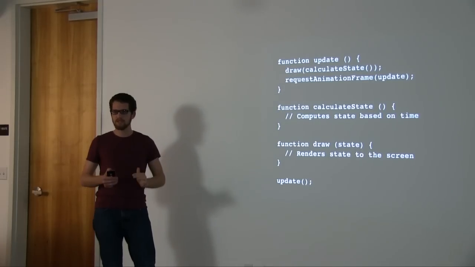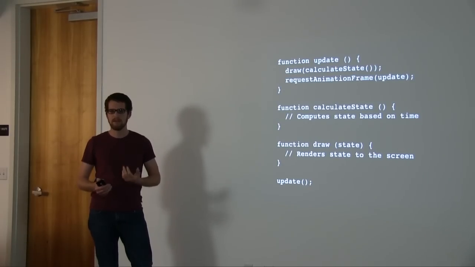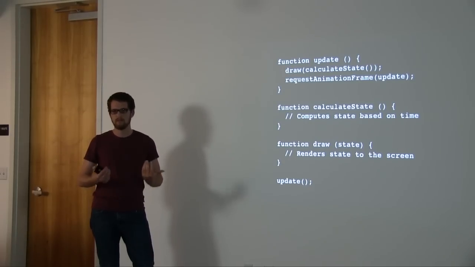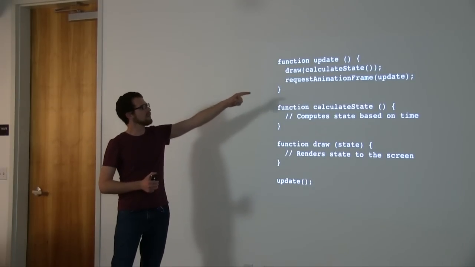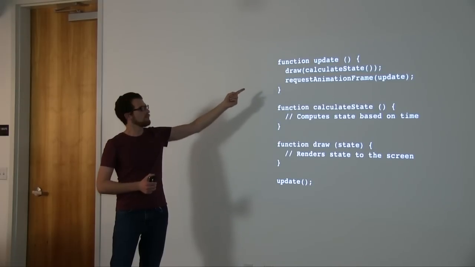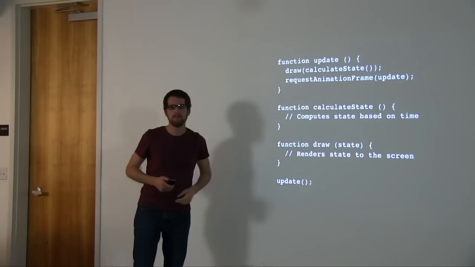I should mention that we don't want to drop frames. That's not good, but some performance trade-offs are necessary. And again, it's better to drop frames than run late. So all update does is it calls calculate state, passes that to draw, renders it to the screen, and then it schedules another update with request animation frame.